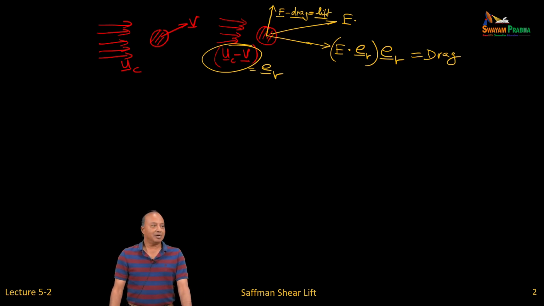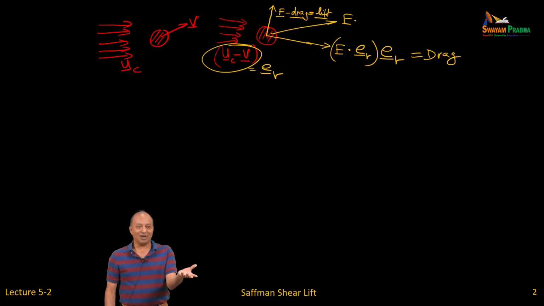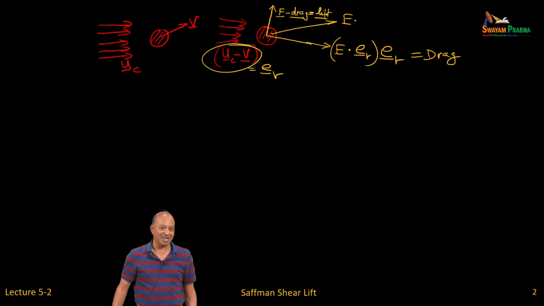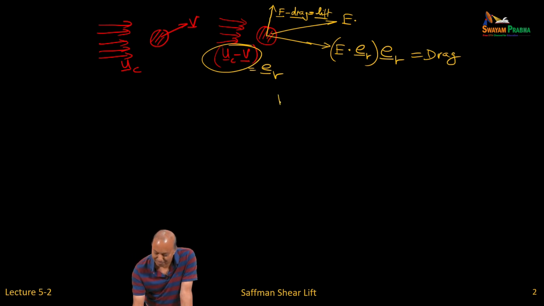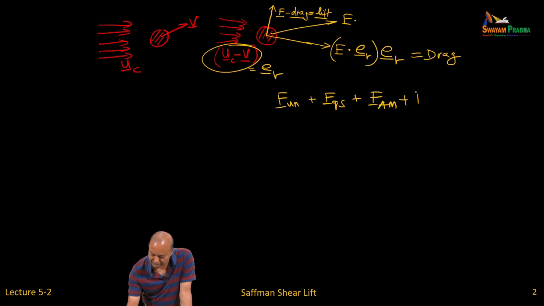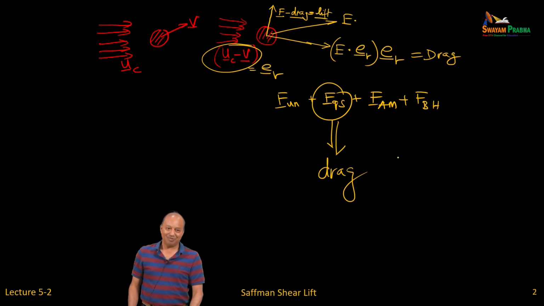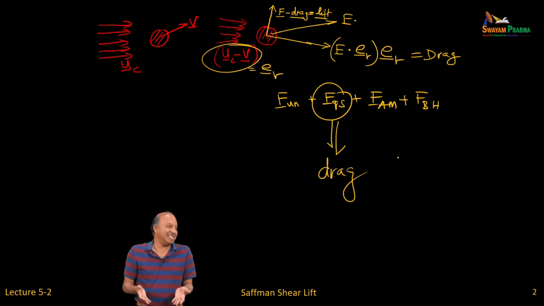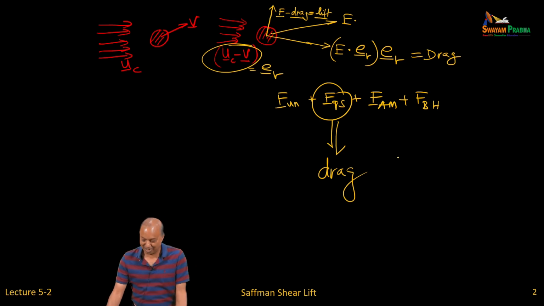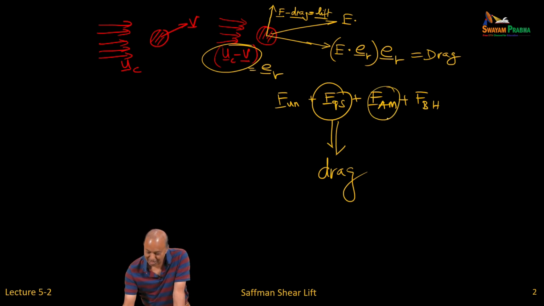Now, I want to point out that you have already seen lift. We just didn't know about that. Remember, you had unsteady, quasi-steady, added mass, Basset history. Only this one is drag. Only that one had u minus v in there. For example, added mass, its direction was, there are other terms in there.